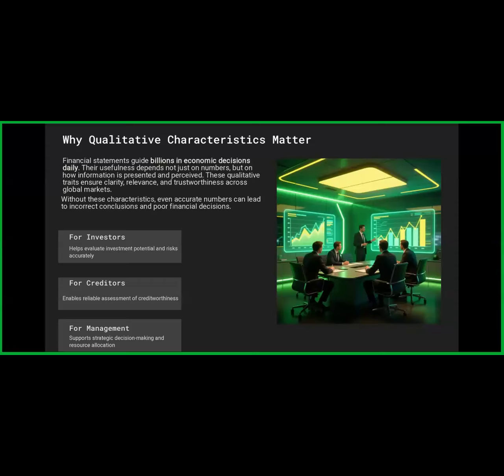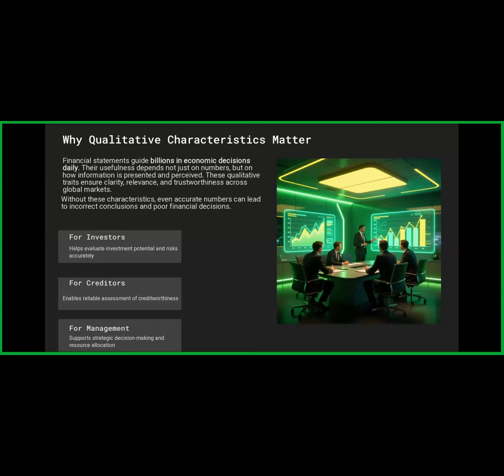We learn that the investor first has to analyze the financial position of the organization before investing. Okay, if the financial statements are themselves misguided or wrongly placed, then the investor cannot take the right decisions. So the usefulness of the financial statements depends not just on the numbers, but on how the information is presented and perceived. That is one of the major parts: how the information is presented.